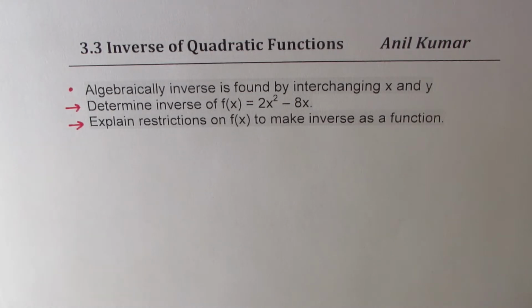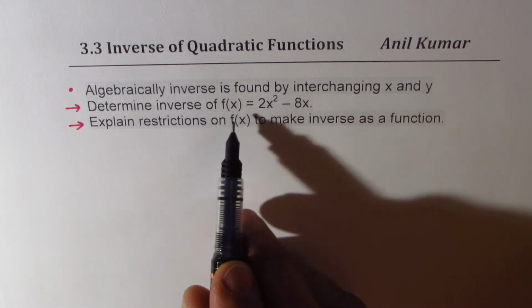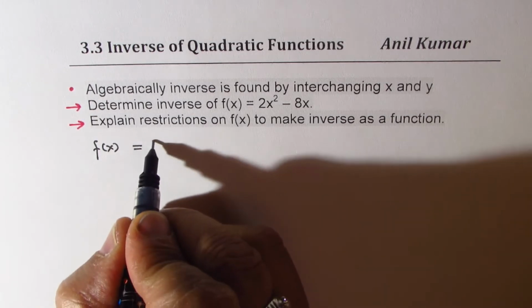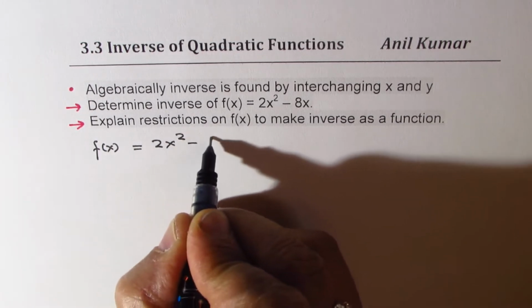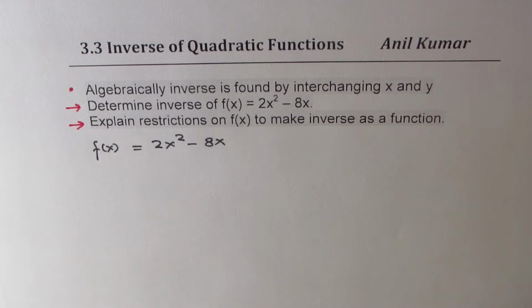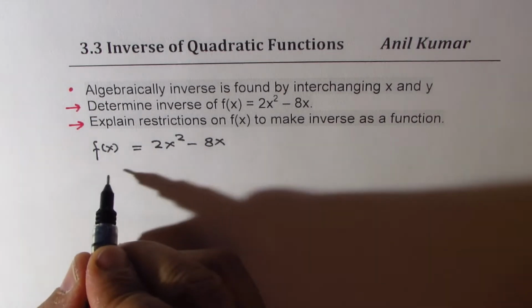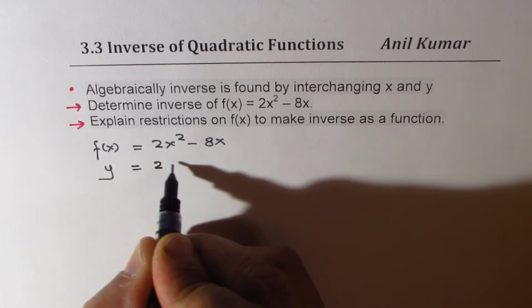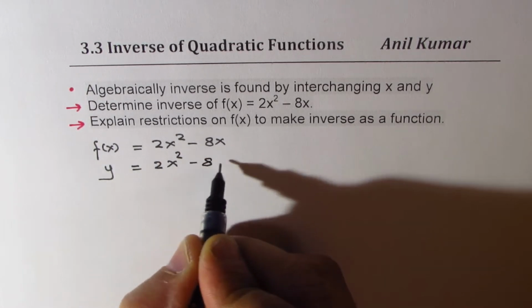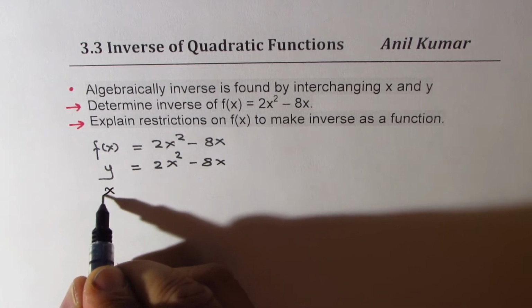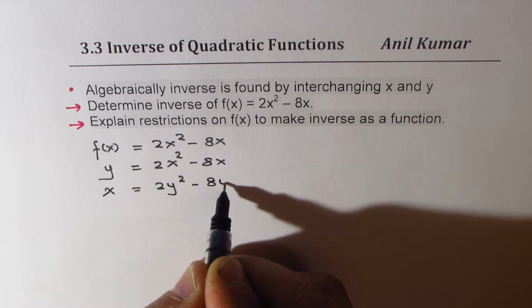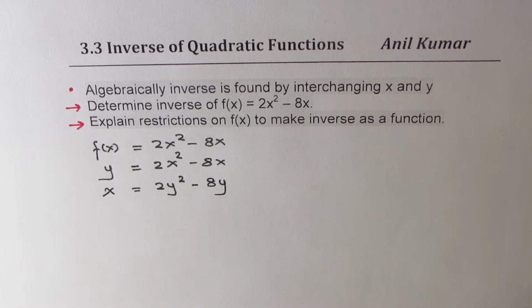So the very first question here is, we need to find inverse of the given function. So we are given f of x equal to 2x squared minus 8x. Now to find inverse, first step is interchange x and y. So let me write f of x as y. So we get y equals 2x squared minus 8x. Interchanging means x equals 2y squared minus 8y. Now that is the first step.